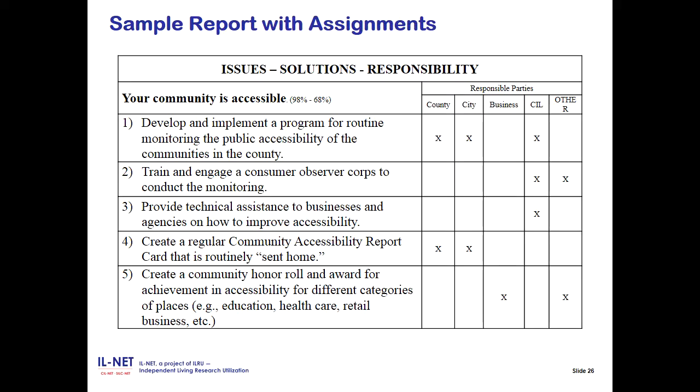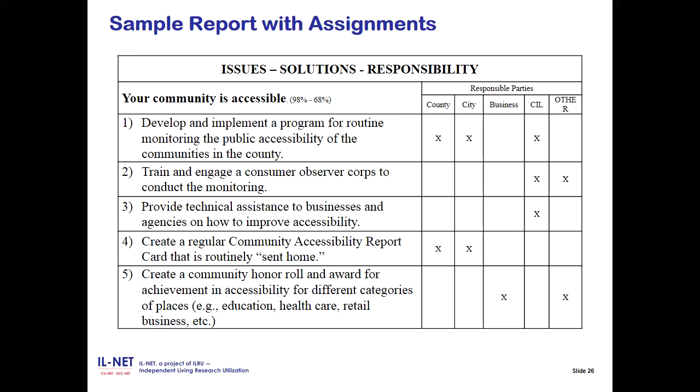The structure of the conversations in discussing these agenda items is designed to provide information that directs immediately into a plan. So issues, solutions, and responsibilities. We want to develop and implement a plan or a program for routine monitoring of the public accessibility of the communities in the county. That might be one of the goals that comes from a discussion group of the agenda we just described. The question then is, who's responsible for that?